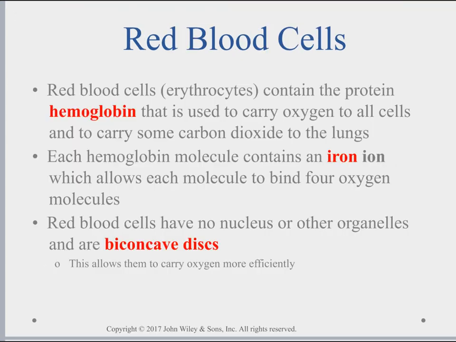Let's hone in and focus on our red blood cells, and we're going to elaborate its function, its structure, what it looks like, how we identify it. So red blood cells, remember we also call them erythrocytes, contain a protein. They are little sacs of protein. That protein is hemoglobin. Now that hemoglobin is used to carry oxygen to all the cells in the body and to carry some carbon dioxide to the lungs. Each hemoglobin molecule contains an iron ion, which allows each molecule to bind 4 oxygen molecules.